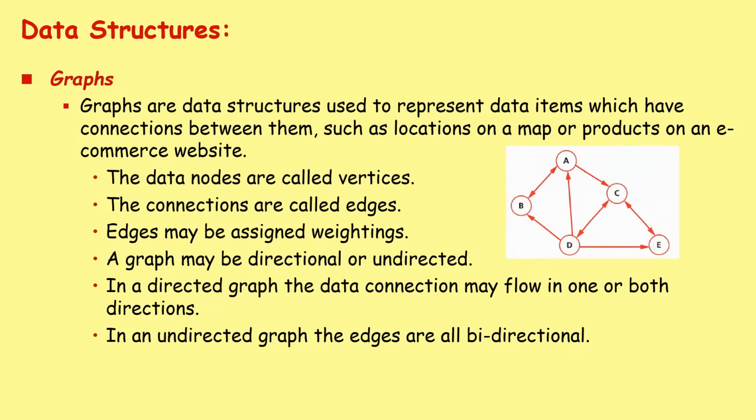Graphs. Graphs are data structures used to represent data items which have connections between them, such as locations on a map or products on an e-commerce website. The data nodes are called vertices. The connections are called edges. Edges may be assigned weightings. A graph may be directed or undirected. In a directed graph, the data connection may flow in one or both directions. In an undirected graph, the edges are all bidirectional.